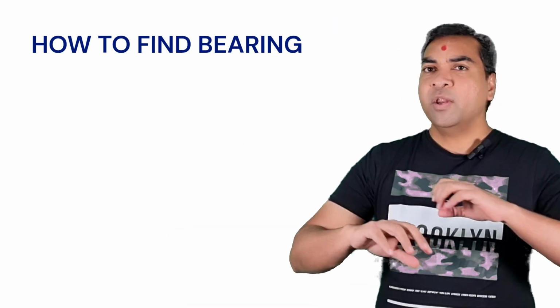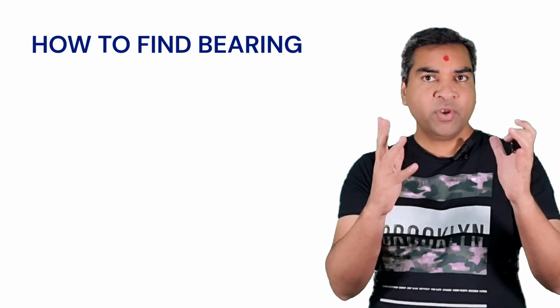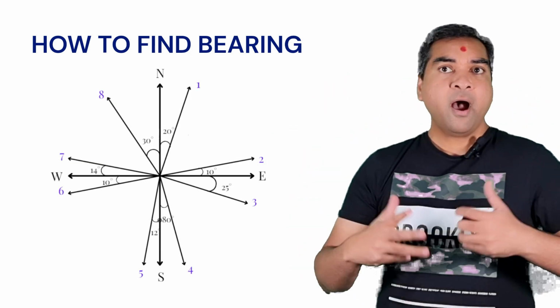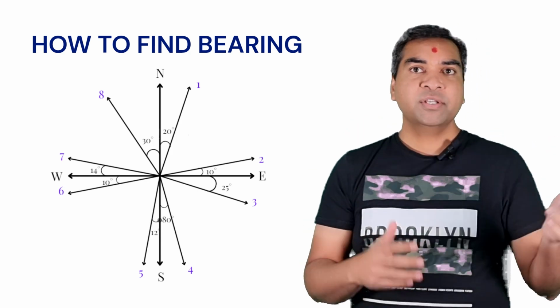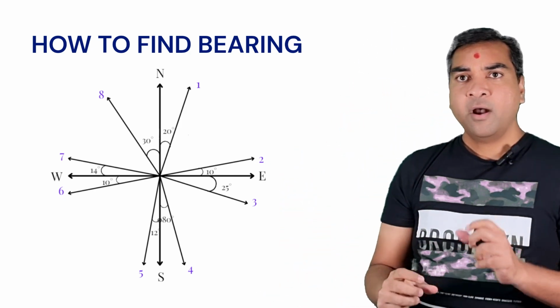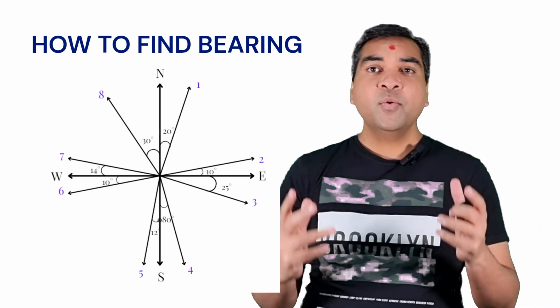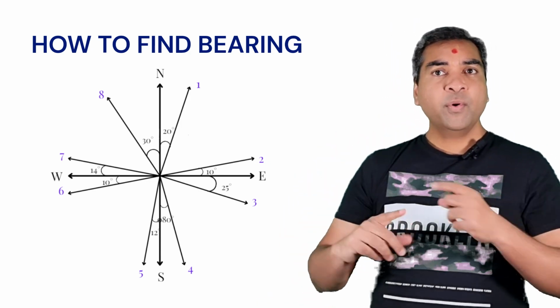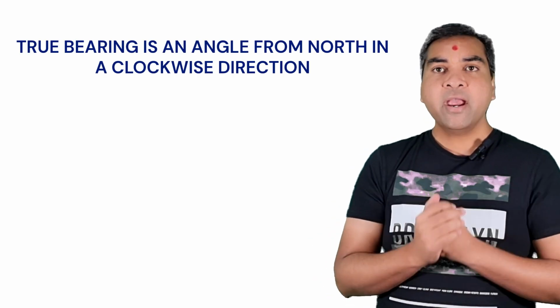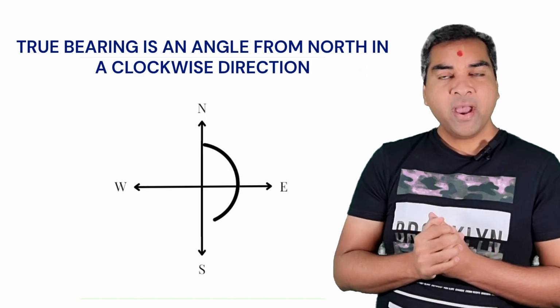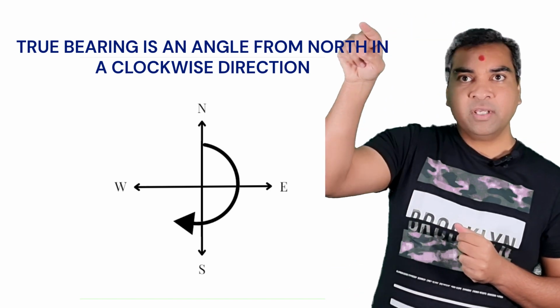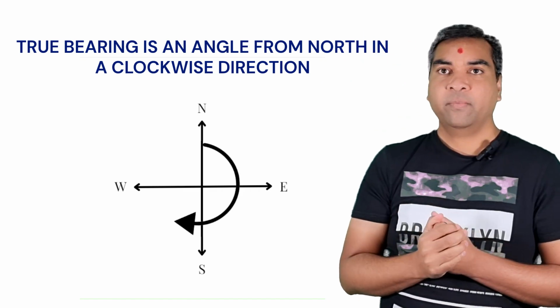Now we'll try to learn how to find out the bearing in all different situations. As you can see in the picture, how to find out the bearing of line 1, 2, 3, 4, 5, 6, 7 and 8. By the time you learn how to find the bearing of all different lines, you will master this concept. But before we get into this, I want to teach you that true bearing is an angle from the north axis in a clockwise direction.